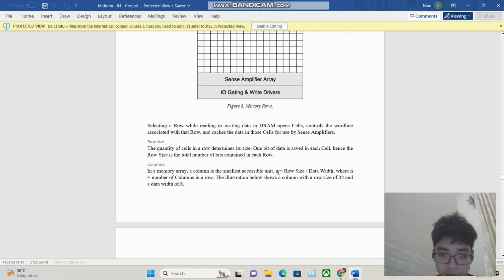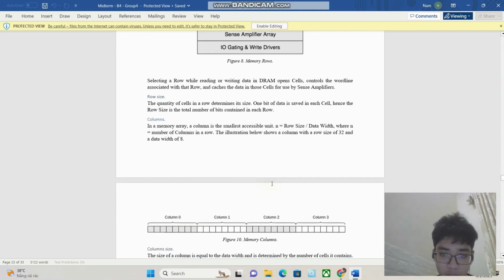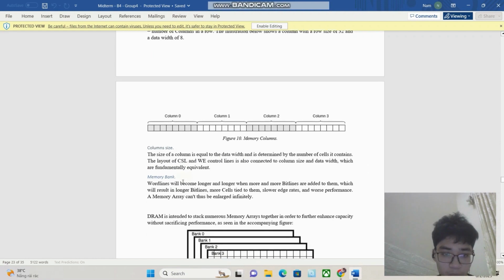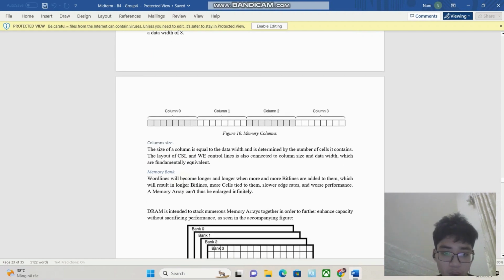N equals row size divided by data width, where N equals the number of columns in a row. The illustration below shows a column with a row size of 32 and a data width of 8. Figure 10. Column size. The size of a column is equal to the data width and is determined by the number of cells it contains. The layout of the CSL and WE control lines is also connected to the column size and data width, which is fundamentally equivalent.